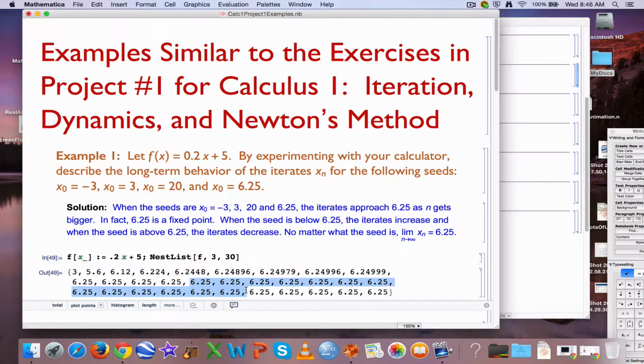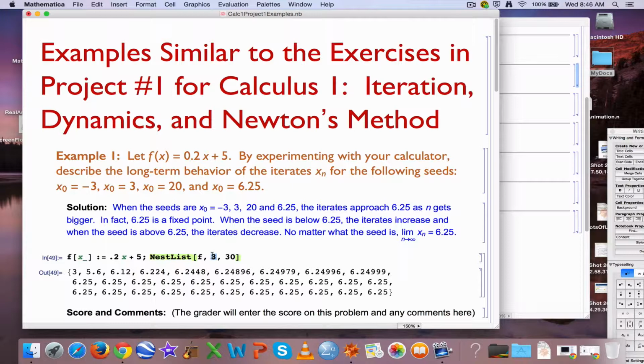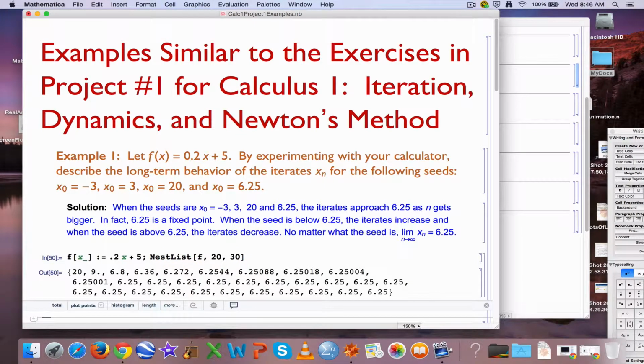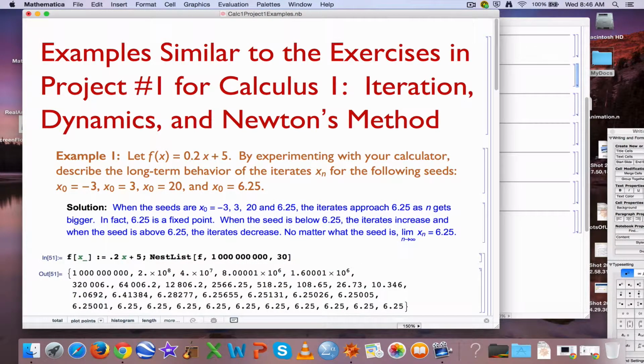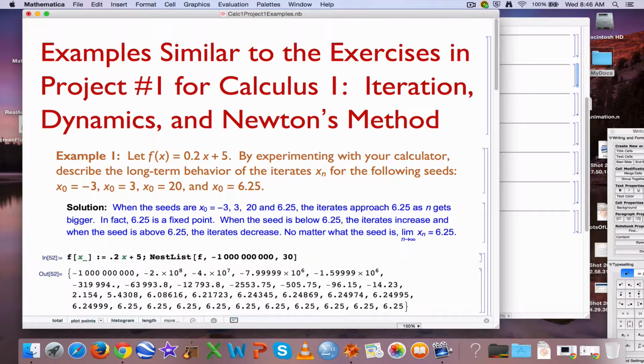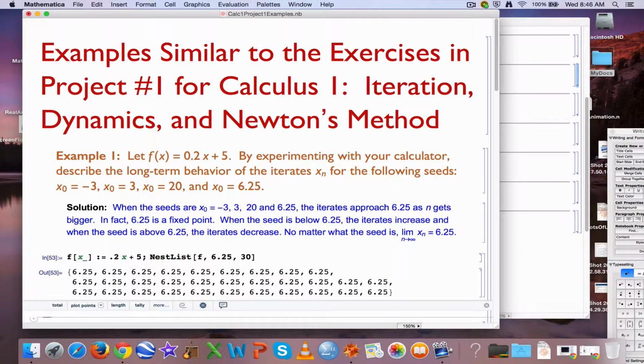And eventually it seems like the iterates equal 6.25. Actually, that's an illusion. They're just approaching 6.25, and Mathematica is just rounding. They never actually equal 6.25. With that seed, the iterates increase to 6.25. If the seed is bigger than 6.25, like 20, then the iterates decrease towards 6.25. This even works with really big numbers like a billion. The iterates there decrease towards 6.25, and for negative a billion, the iterates increase towards 6.25. If the seed is exactly 6.25, then you get exactly 6.25 all the time. That is a fixed point.